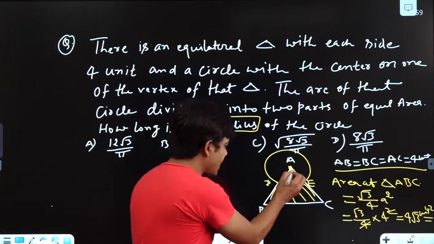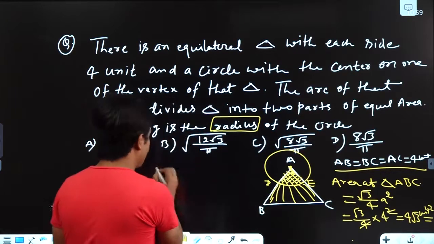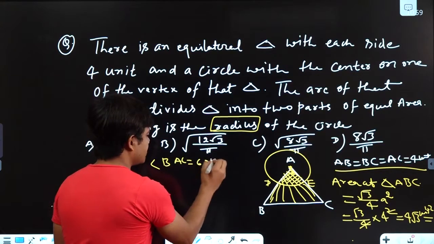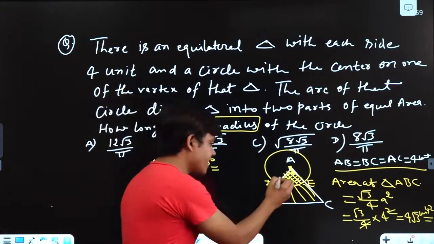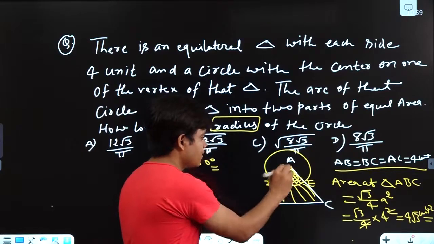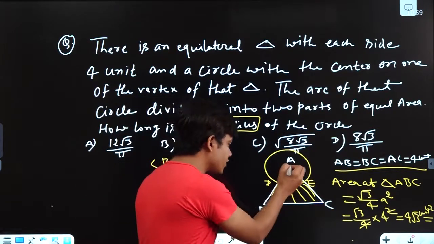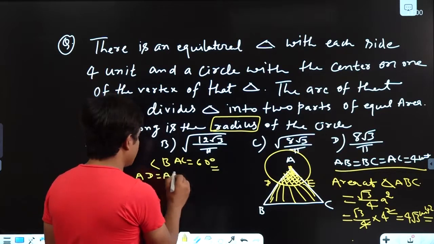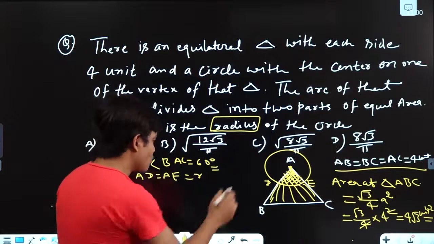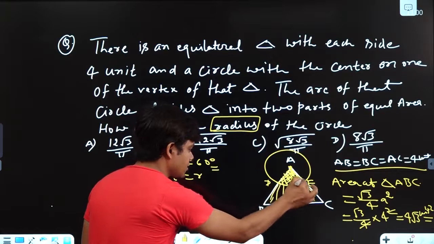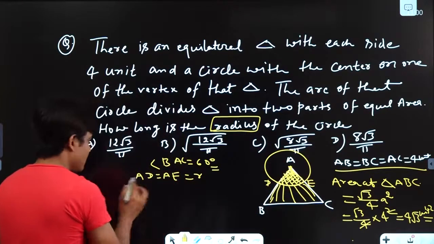But think, if this angle A is theta, then how much is this angle? Angle BAC is what? Certainly it is 60 degree. And we can find the area of this sector, certainly. Okay, so we have to find the radius of the circle. So if AD is the radius of the circle, AD is equals to AE is equals to R. So what will be the area of this ADE?